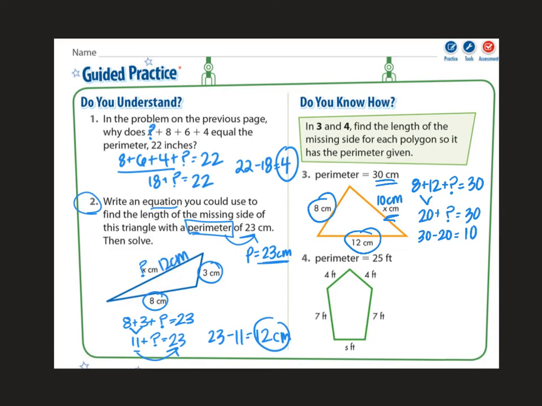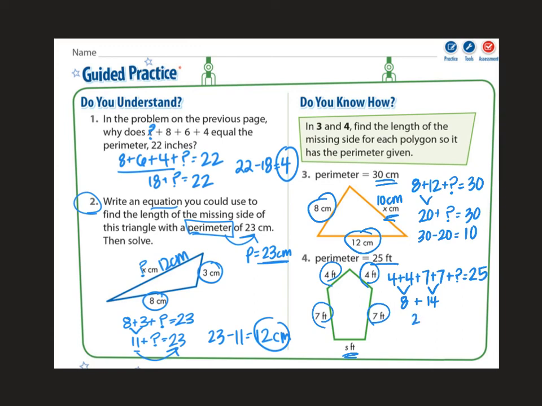All right, let's take a look at number 4. We know the perimeter is 25 feet. So if I add up all of these sides plus this unknown one, we're going to get 25 feet. So let's go ahead and do this. 4 plus 4 plus 7 plus 7 plus, looks like S or a question mark, will give us 25 feet. Okay, so let's go ahead and work out this problem. 4 plus 4 is 8. 7 plus 7 is 14. So 8 plus 14, let's see, is 22.